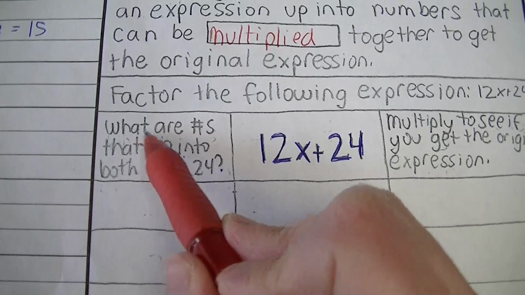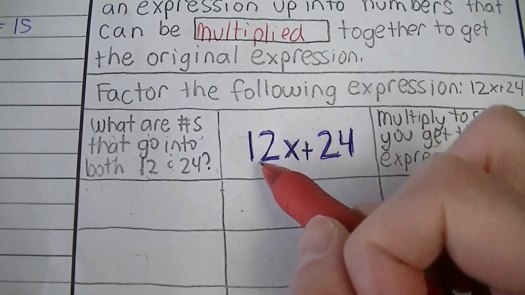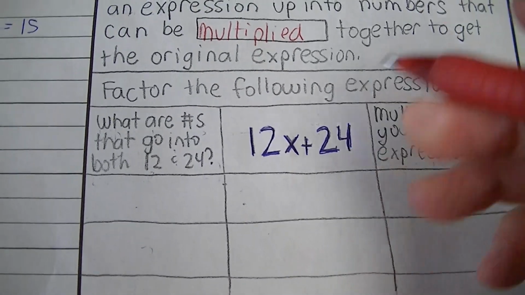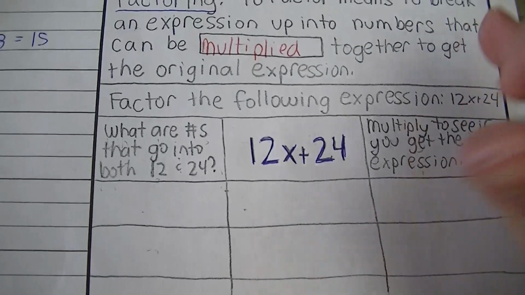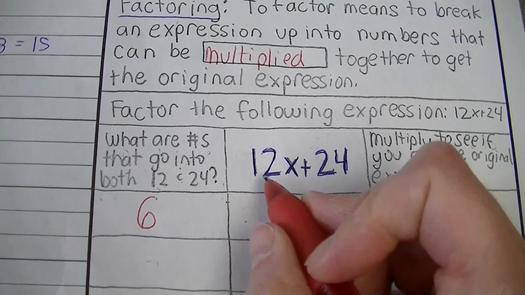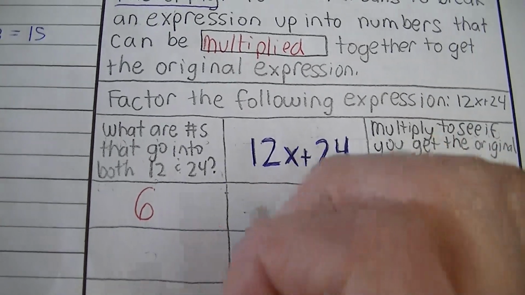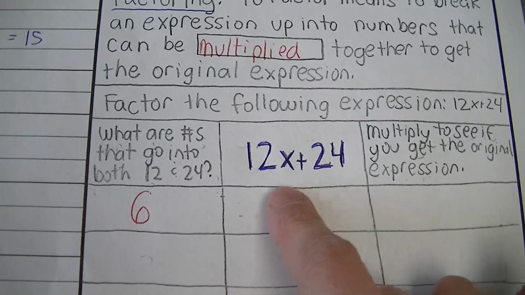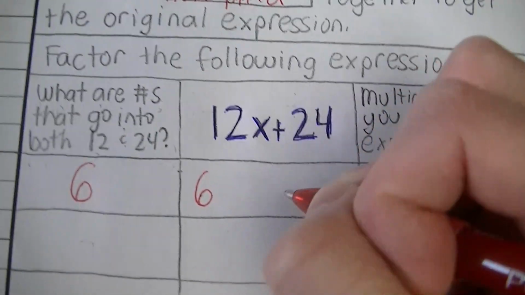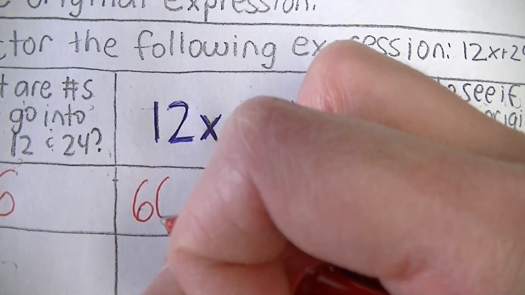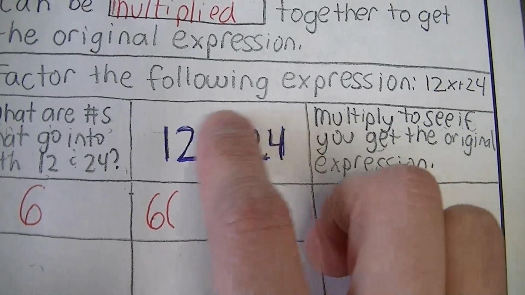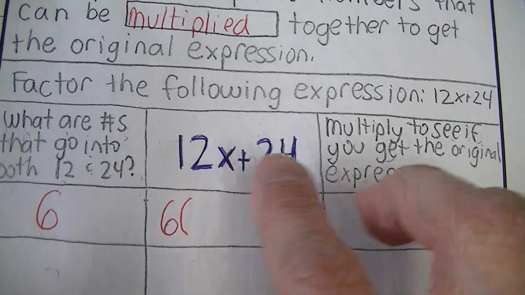So you should be thinking in your head, what are numbers that go into both 12 and 24? So I'm looking at those coefficients right there. So think of a number that goes into both 12 and 24. And there's quite a few of them. But the first one, for some reason, that came to my mind was 6. 6 goes into both 12 and 24. So when I factor it, when I would write my factors right here, which would be my answer, I would write a 6 right there, like that. And then I would do parentheses, because I'm going to break it up to where I use the distributive property to get this expression, okay? That's all it means when you're factoring expressions.